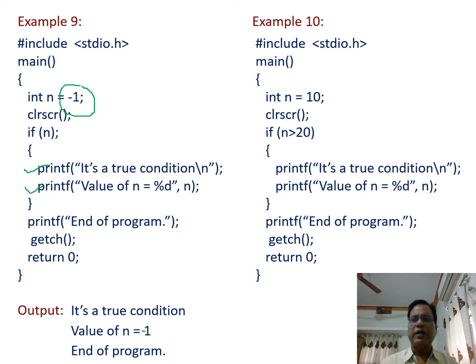If we consider another example, in this example a relational condition is placed, a relational operator is used, and the value of variable n equals 10. 10 is assigned to n, and in place of the condition is n greater than 20. This condition is false because the value of n equals 10. False. Naturally, these two statements are not going to be executed.